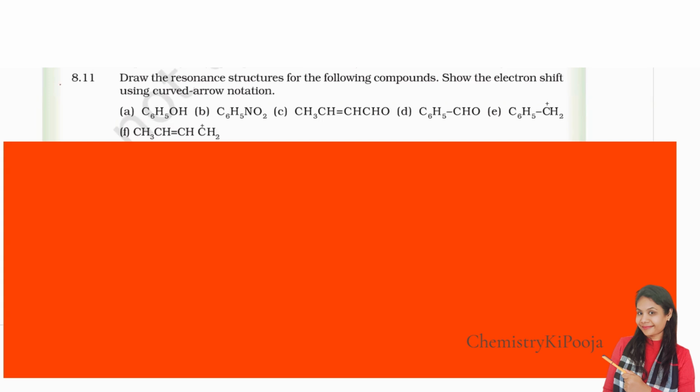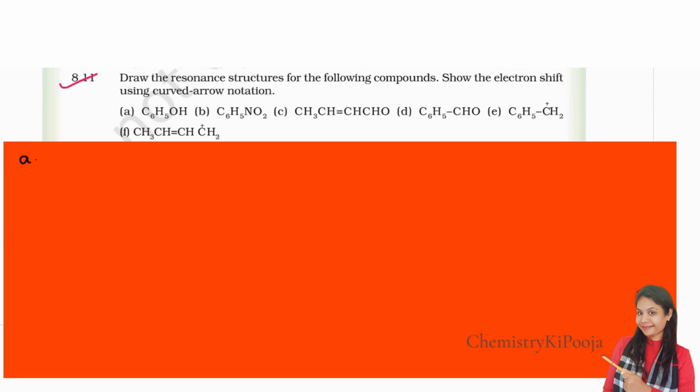Now the next question: draw the resonance structures for the following compounds. Show the electron shift using curved arrow notation. So basically we need to draw the resonating structure for all the given compounds. Let us quickly start with the topic.